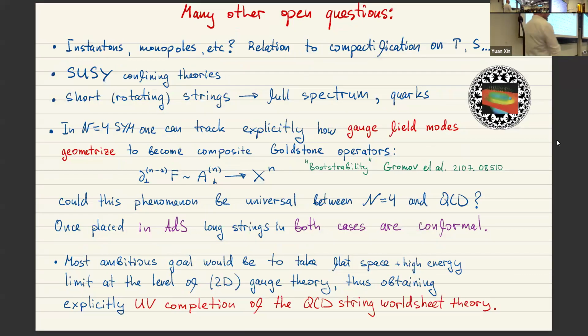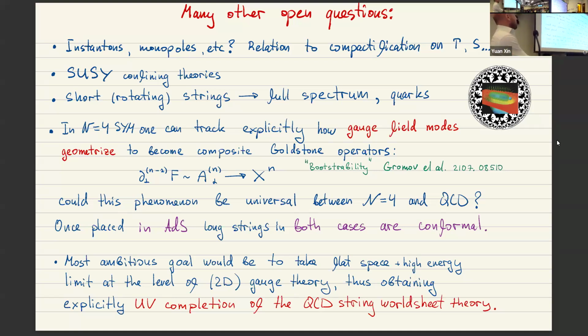Okay, so there are many other open questions, referring to what Mehtad alluded to. We have some weakly coupled compactification. So what happens to instanton monopoles? What is the relation to other compactifications that Alexei, Mehtad, and other people worked on? What happens if we add supersymmetry? What happens to short strings? You can study them by studying the rotating string that is again long, with large angular momentum. All of this is doable.